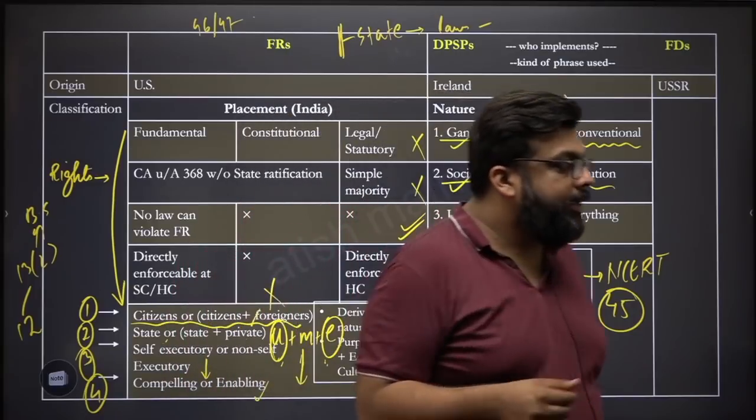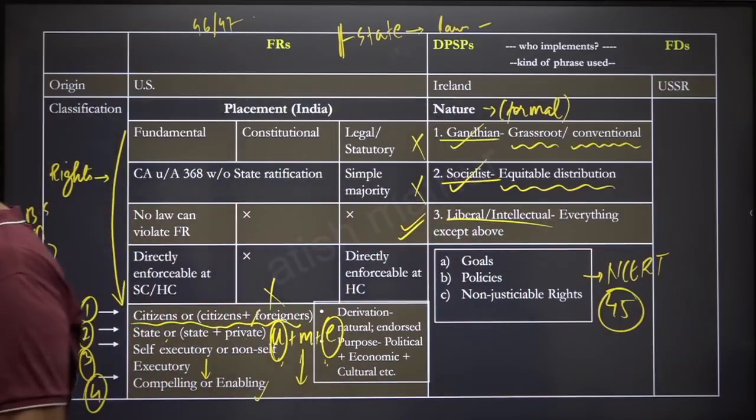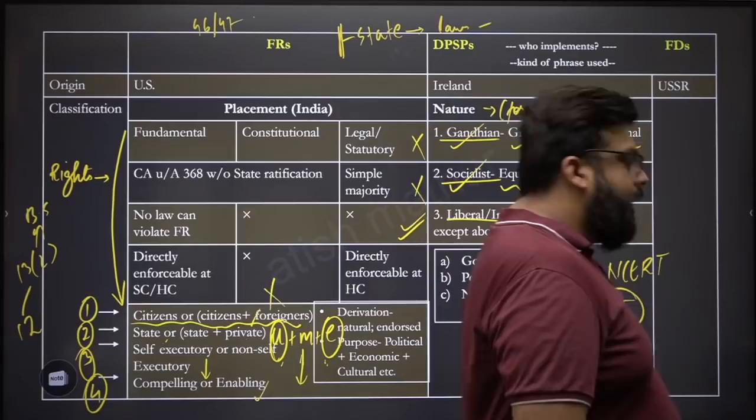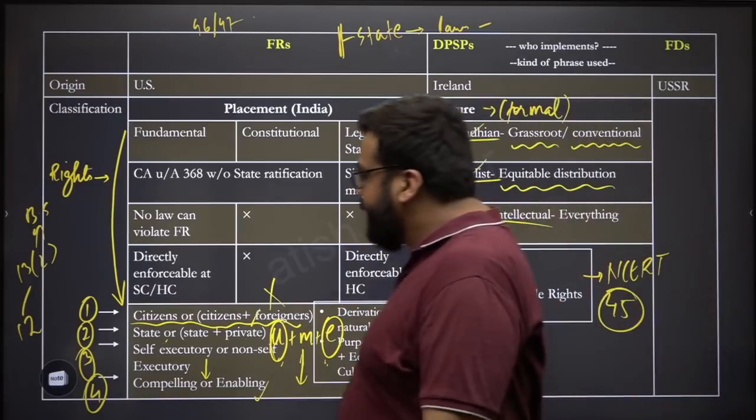And non-justiciable rights would mean, for example, equal pay for equal work, for example, the right to work, for example, the right against economic exploitation. All of those are considered to be largely non-justiciable rights, right? So that is something that we must keep in mind, and that is how it should be up and running. All right. So these are some basics.